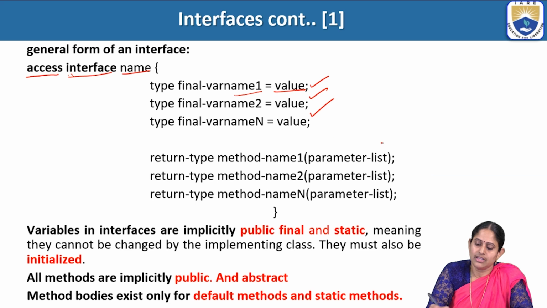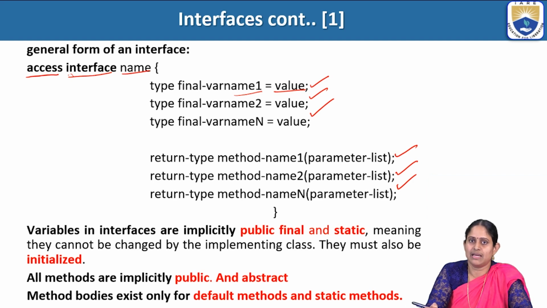And you can have more than one abstract method inside the interface. The methods are always public and abstract, and there are some methods called default methods and static methods in an interface, which allow you to provide the body for that interface.